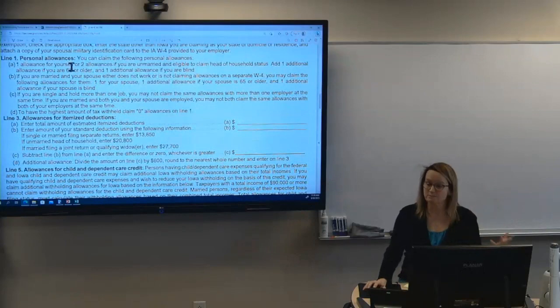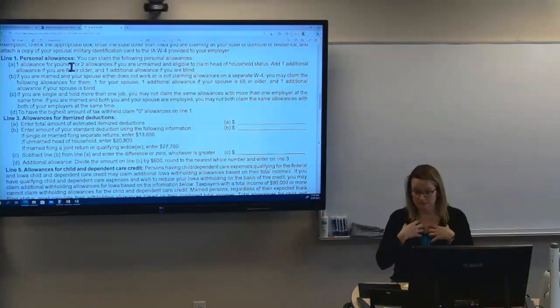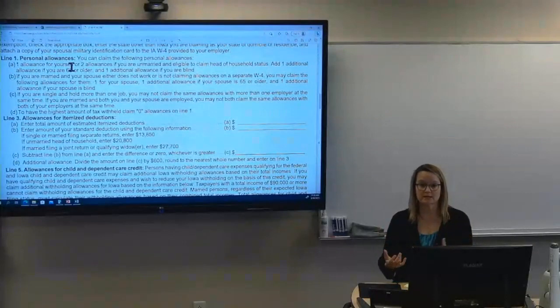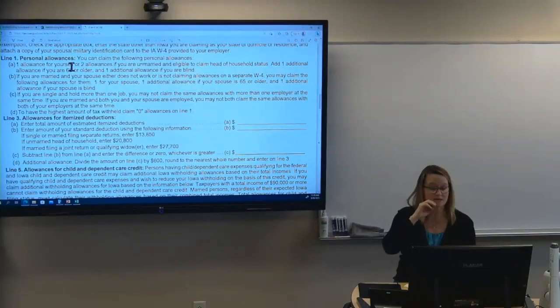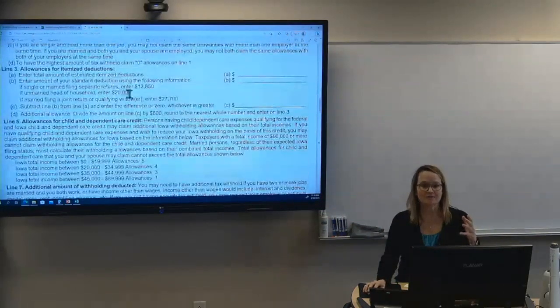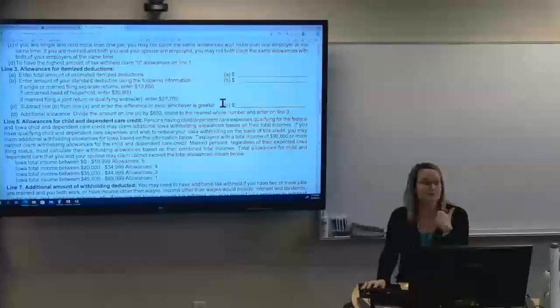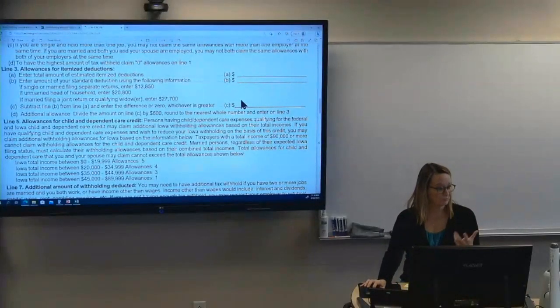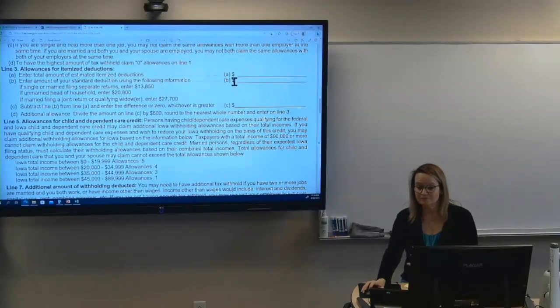So personal allowances. What is a personal allowance? Well, each individual on the tax return gets personal allowances, so one for you, one for your spouse, and then there are allowances for dependents as well. If you have 3 kids, there's 3 additional allowances, and then you go through and figure out all of your itemized deductions. Enter what you think your itemized deductions are. So you kind of have to do a pre-calculation of your tax return, really.